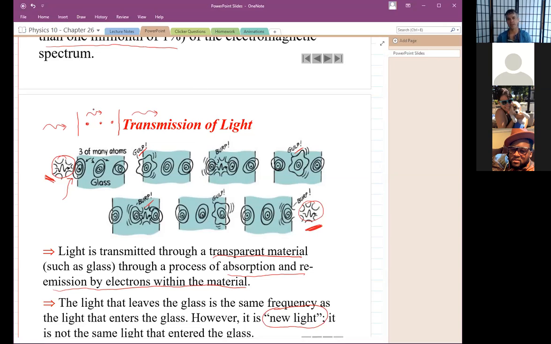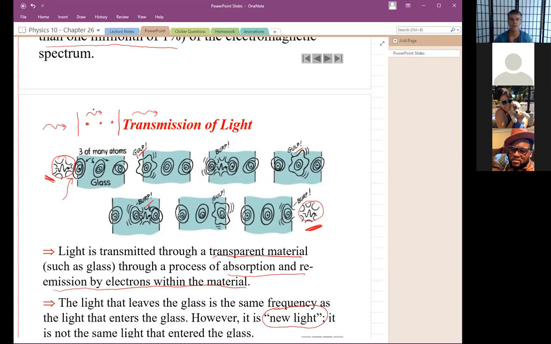But what happens is this process of gulping and then burping, or in reality, this process of getting absorbed and then re-emitted, is not an instantaneous process, which means that there's a small time delay between when light enters the glass and when it leaves. Even though light always travels at the same speed in a vacuum, if it gets absorbed and then re-emitted, in a sense, that's going to slow down how long it takes light to get from one end to the other, simply because it's getting absorbed and re-emitted, and that process takes a small fraction of a second.